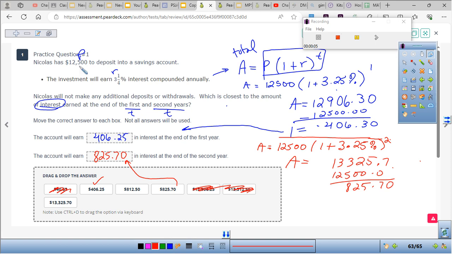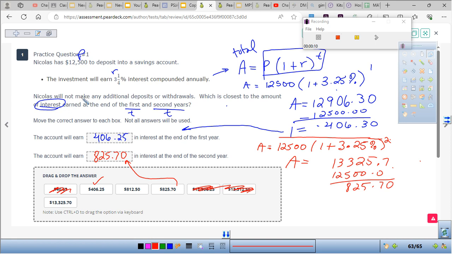Nexus has $12,500 to deposit into a savings account. The investment will earn 3 1/4% interest compounded annually. Since it's compounded annually, we're going to use A, the total altogether, which is equal to P times the quantity of 1 plus R raised to the T.